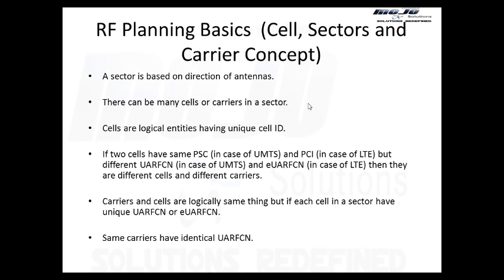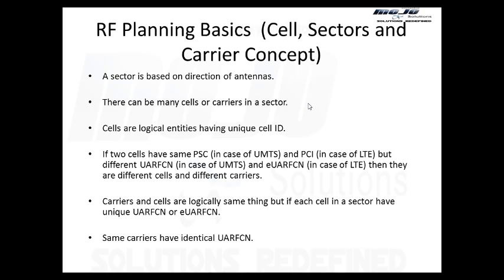So we can have more than one cell or carrier in a sector. We can have only one cell or carrier in a sector. Cells are logical entities, and every cell has a unique cell ID. Especially the cell ID and LAC combination is always unique. So in a network, the UE identifies a cell. Whenever the UE is communicating, it is communicating with one cell and it is measuring other cells. It may be measuring cells on the same frequency. It may be measuring cells on other frequencies, but it is communicating with one cell.